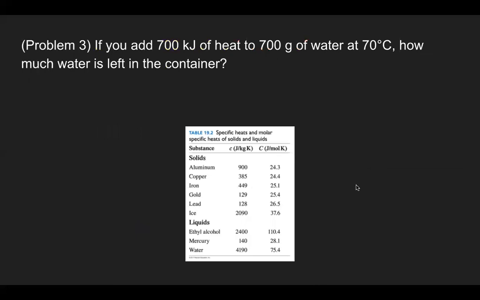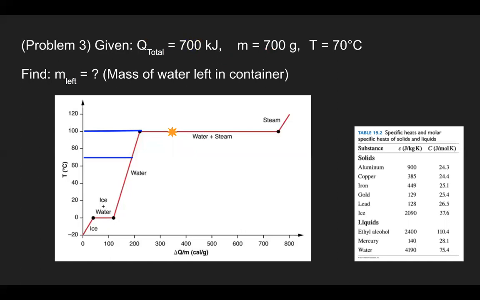All right, so this problem says that if you add 700 kilojoules of heat to 700 grams of water at 70 degrees Celsius, how much water is left in the container? All right, so let's figure out how to actually solve this problem. We need to figure out what we're given, but we also have to consider the energy temperature graph. So what we're given is that the total energy we put into the system is 700 kilojoules. We know that the total mass of the water is 700 grams in the container, and we also know that its initial temperature is 70 degrees Celsius.